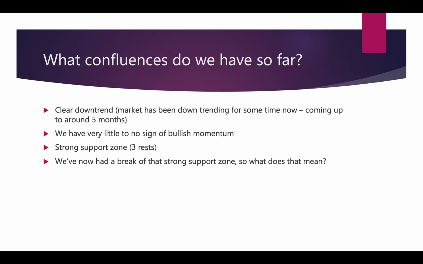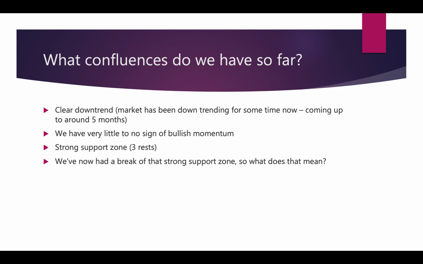So what confluences do we have so far? We've seen a clear downtrend. Market has been downtrending for some time now, coming up to around 5 months. We know it's a strong momentum in the bearish direction. We have very little to no sign of bullish momentum or a bullish takeover or a reversal of any sort. We haven't seen any of that. We've got a strong support zone. We've got 3 rests of that support zone, which makes it strong, makes it credible. And we've now had a break of that strong support zone.